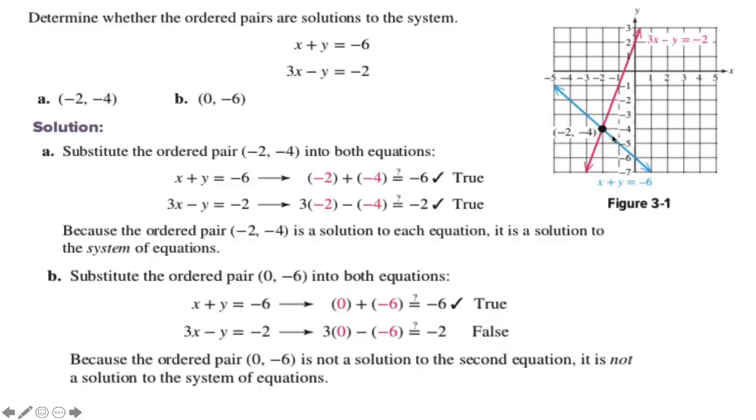So the purpose of this part of the lecture is to solve a system like this. So how do we get this solution in the first place?